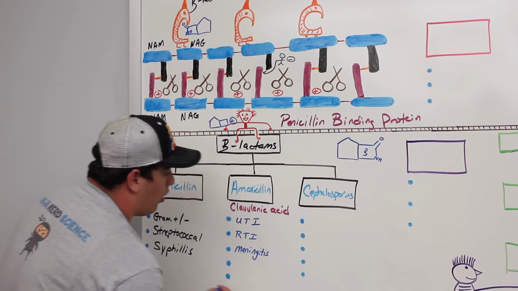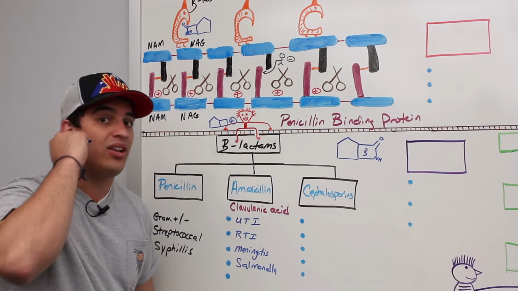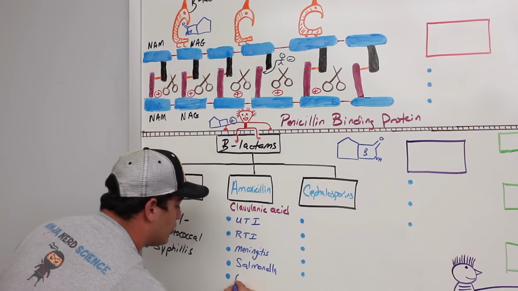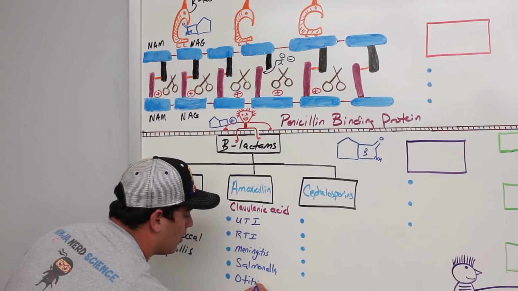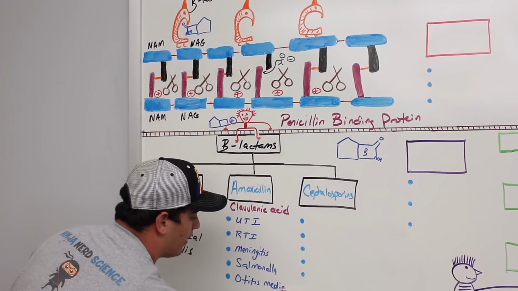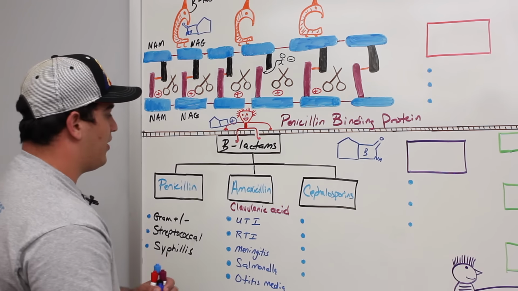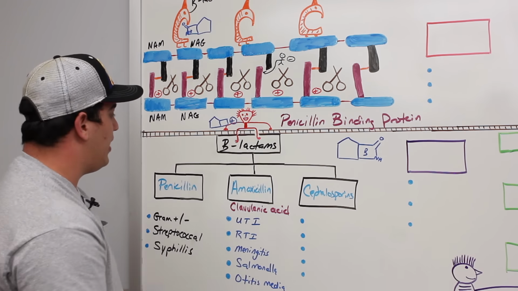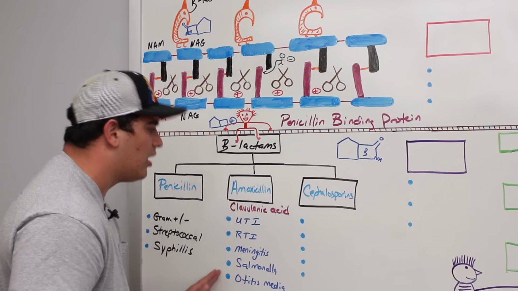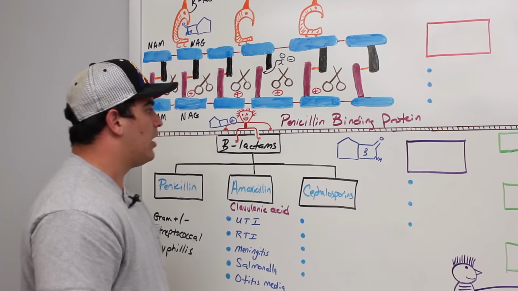And he can also treat infections caused by salmonella. He's also really good at treating middle ear infections, otitis media, right? Okay, so that is going to be the amoxicillin. So he's good at treating urinary tract infections, respiratory tract infections, meningitis, salmonella, and otitis media, okay?